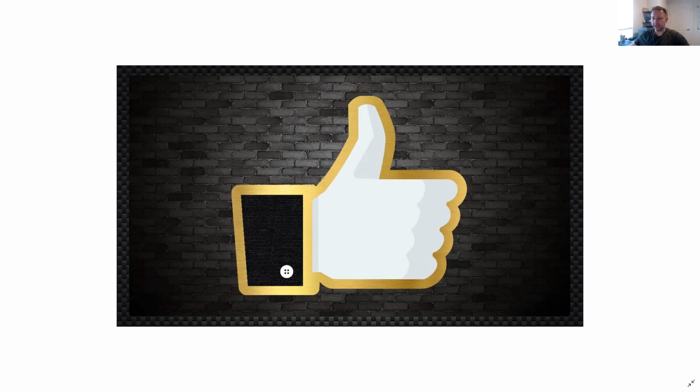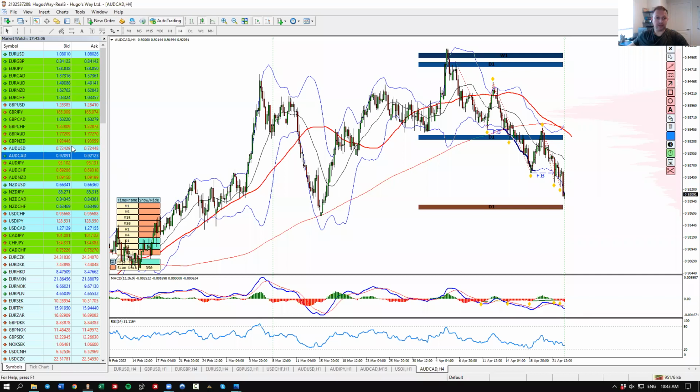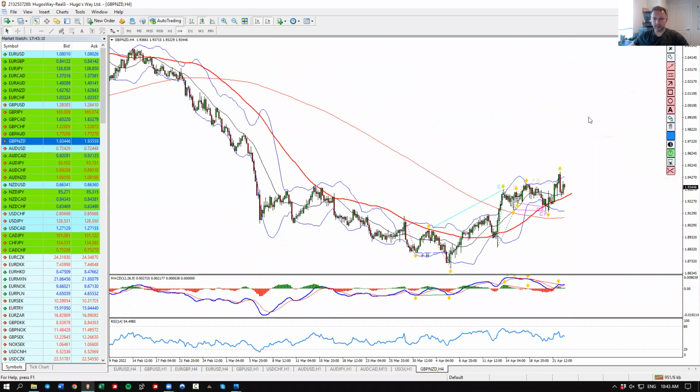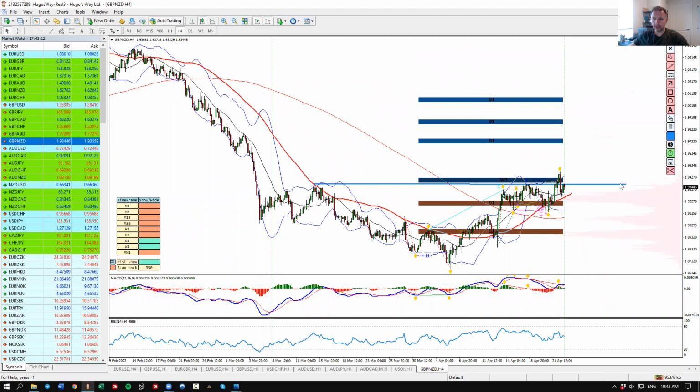The next one in our list is the Pound-Kiwi, where we wanted to see the drop down from the swing.